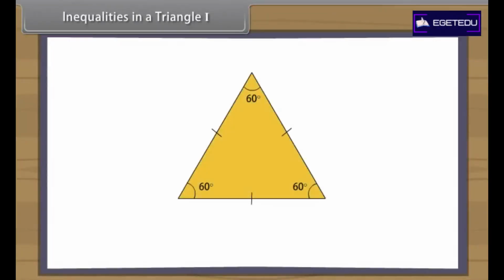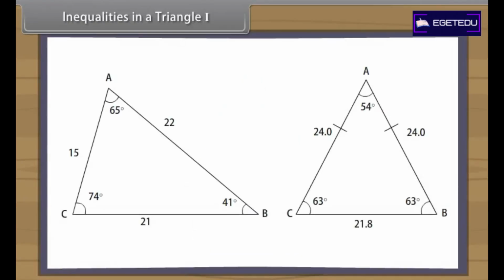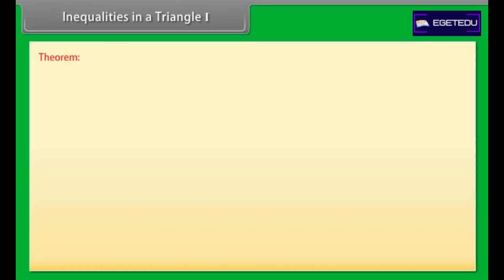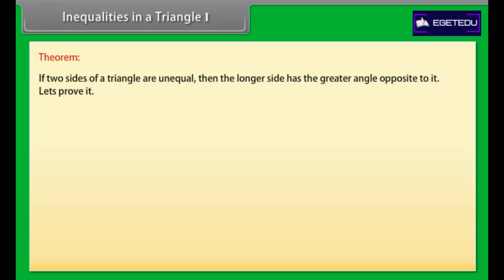Inequalities in a triangle 1. We have learnt the relationship between sides and angles of a triangle when they are equal. We shall now study some relations among sides and angles of a triangle when they are unequal. Theorem: if 2 sides of a triangle are unequal, then the longer side has the greater angle opposite to it.